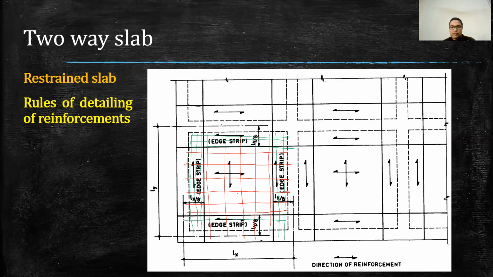And along this also. Now these reinforcements are further divided into two categories. How do we provide that? Now, if I cut a section of this slab along this, how will it look like? It will look something like this.